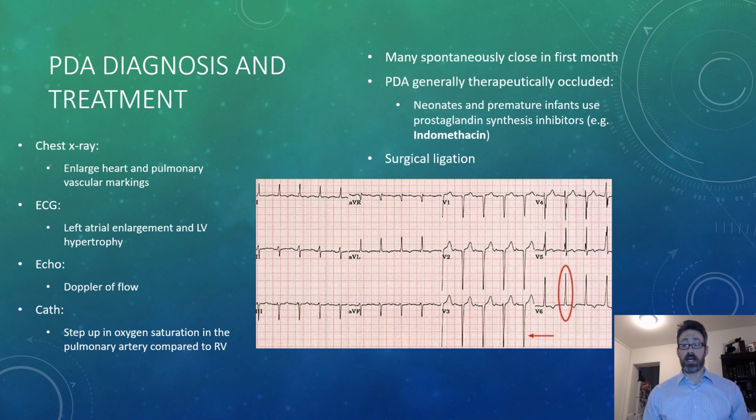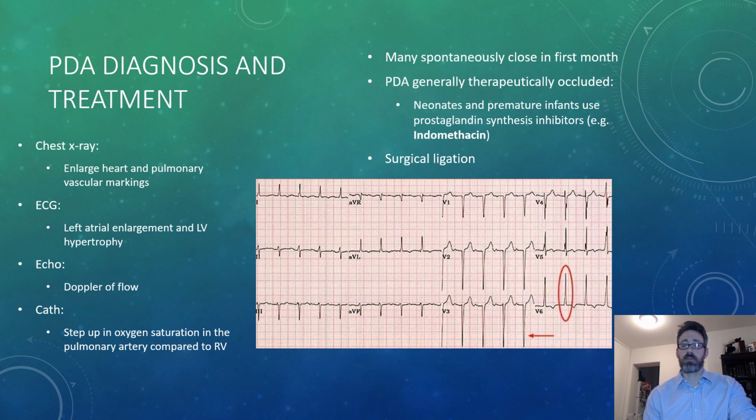Okay, so in terms of diagnosis and treatment, if we look at the chest x-ray, you can see enlargement and pulmonary vascular markings, which are similar to what we've seen. On ECG, things like left atrial and left ventricular hypertrophy. An echo is going to be useful because it can be used to detect the amount of flow that's going through there. Catheterization is going to show you something like a step up in oxygenation as you go from the right ventricle into the pulmonary artery.